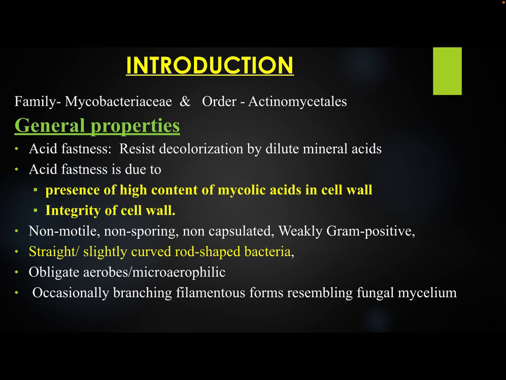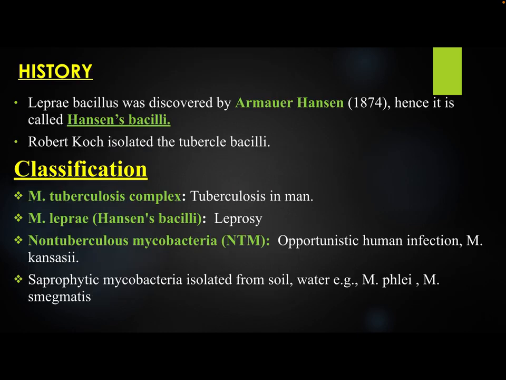Acid fastness of this bacteria is due to the presence of a high content of mycolic acids in the cell wall, and also due to the integrity of the cell wall. These organisms are non-motile, non-sporing, non-capsulated, weakly gram-positive, straight or slightly curved rod-shaped bacteria. These are obligate aerobes. Some are microaerophilic, and occasionally branching filamentous forms resembling fungal mycelium can be seen.